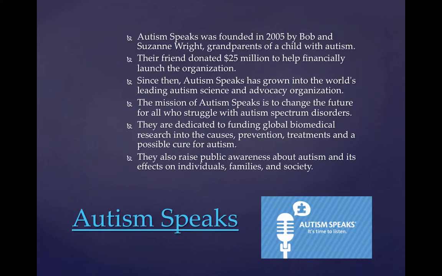The first resource is Autism Speaks. Autism Speaks was founded in 2005 by Bob and Suzanne Wright, who were grandparents of a child with autism. Their friend donated $25 million to help financially launch the organization. Since then, Autism Speaks has grown into the world's leading autism science and advocacy organization. The mission of Autism Speaks is to change the future for all who struggle with autism spectrum disorders. They are dedicated to funding global biomedical research into the causes, prevention, treatments, and a possible cure for autism. They also raise public awareness about autism and its effects on individuals, families, and society.